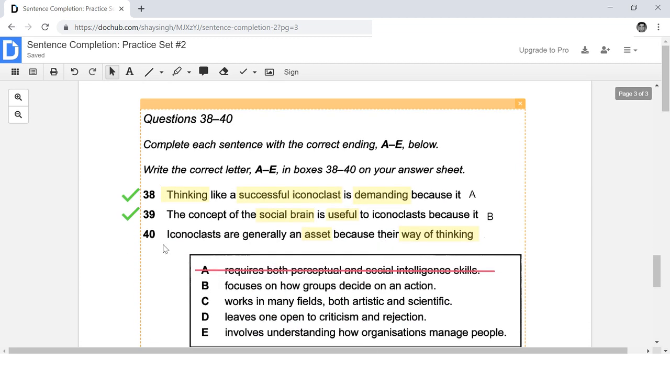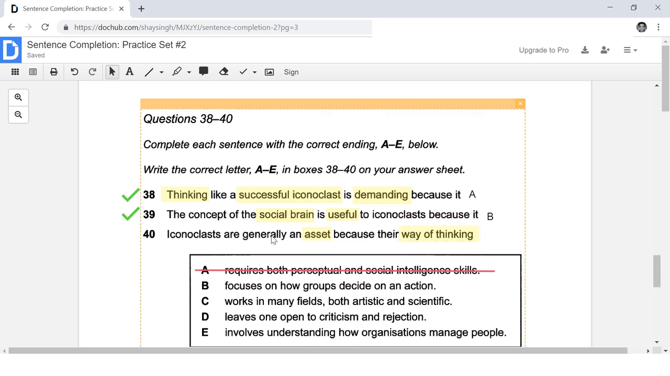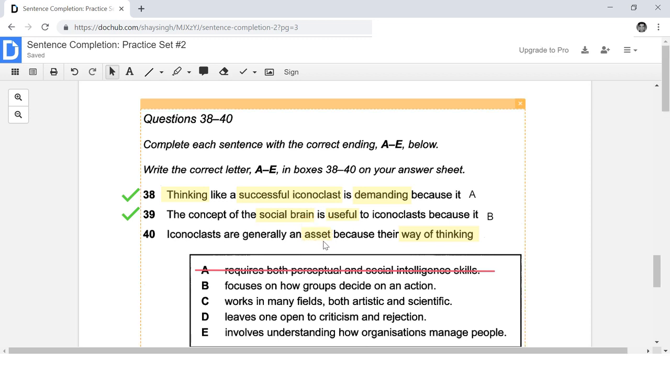So question number 40 says, iconoclasts are generally an asset because their way of thinking. All right, so we want to find out why iconoclasts are an asset. If you don't know what an asset means, an asset is something or someone who is helpful, who has a lot of value, who helps you to be better, to have more value, or anything that has value.